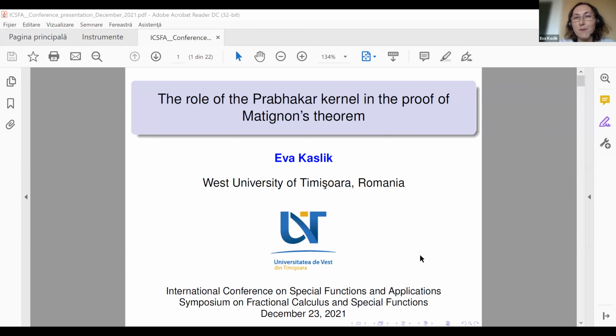My talk will be about the role of the Prabhakar kernel in the proof of Matignon's theorem, because my main interest is the stability theory of fractional order dynamical systems or fractional order systems in general. So when Professor Gejji invited me to this symposium on fractional calculus and special functions, I thought about presenting this talk, because it is something that we came upon early this year, with my former student Ioana Brandibur and Professor Roberto Garrappa, when we were writing a review paper about the stability of multi-order systems of fractional differential equations.